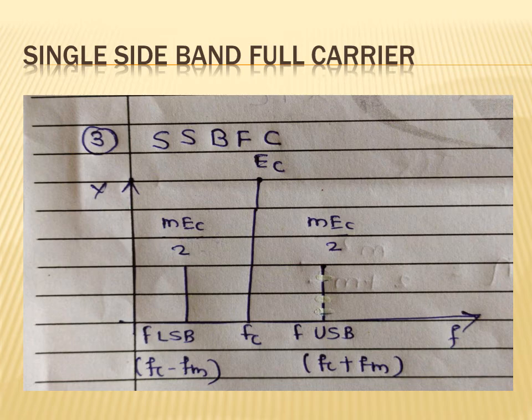So SSB FC means what? Only a single sideband is present and the full carrier is present. Only one sideband and the carrier are transmitted, and one sideband is suppressed. So this is the single sideband full carrier.